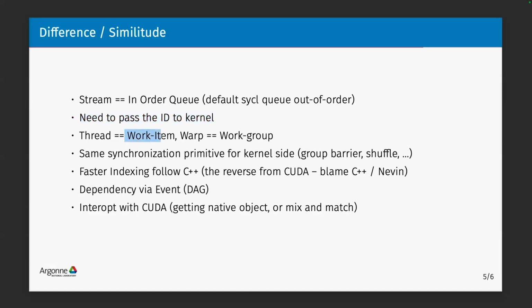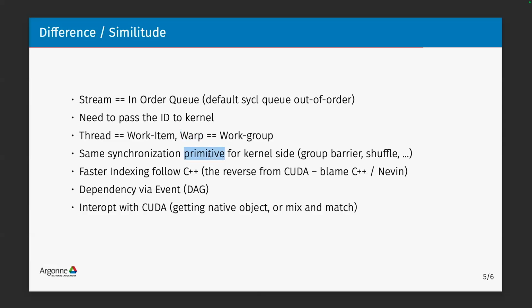I say work item. A work item is a thread, so a different nomenclature. We use the OpenCL way. So a CUDA thread is a work item. A CUDA warp is a work group. And we have the same kind of restriction: you can only synchronize threads inside the same warp. So you can only synchronize work items inside the same work group. You cannot synchronize two work groups together, so you cannot synchronize two warps together.